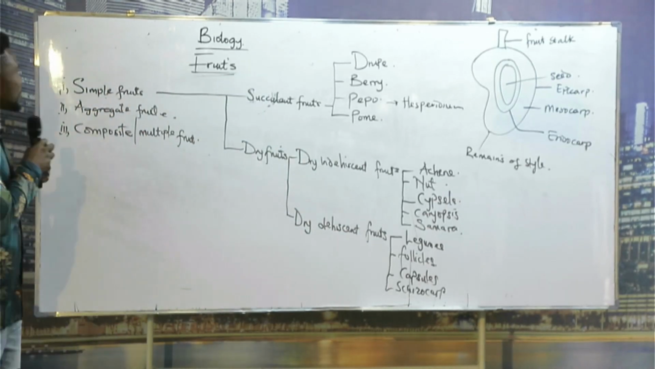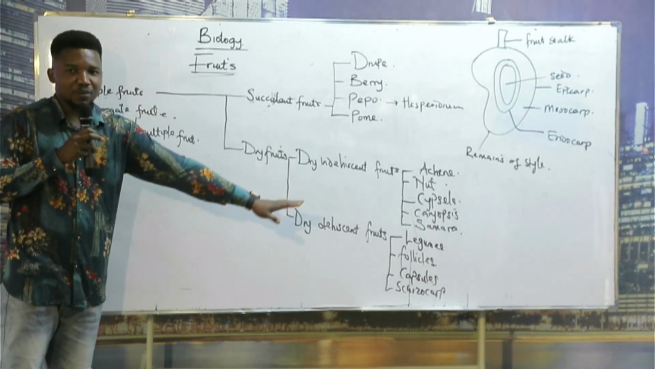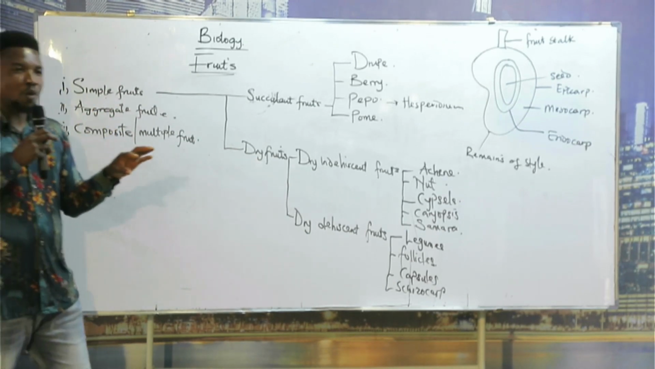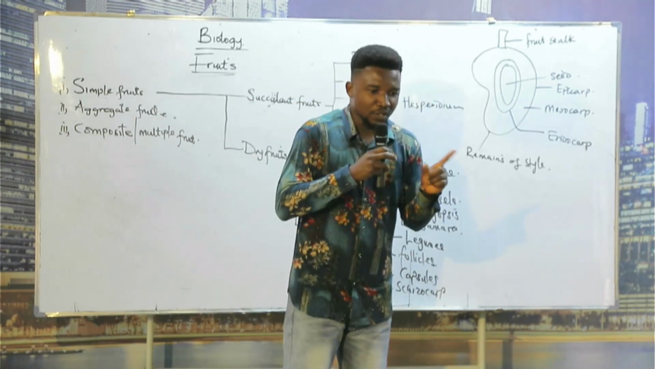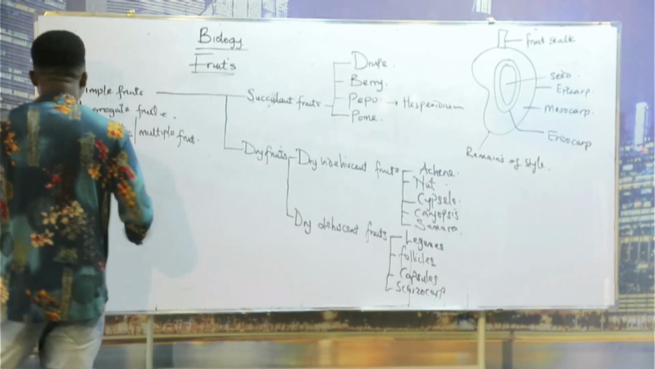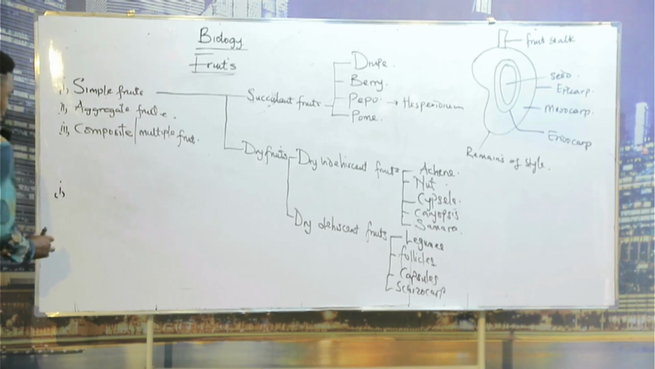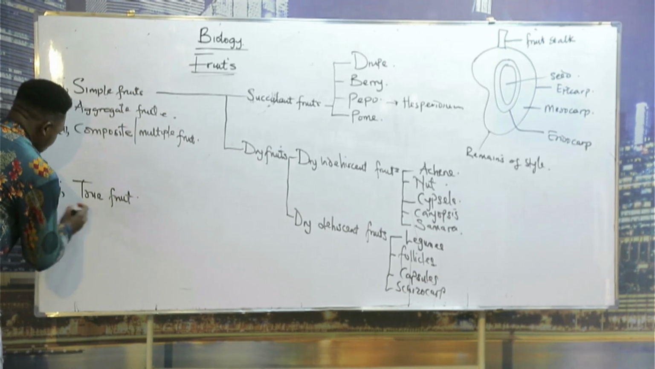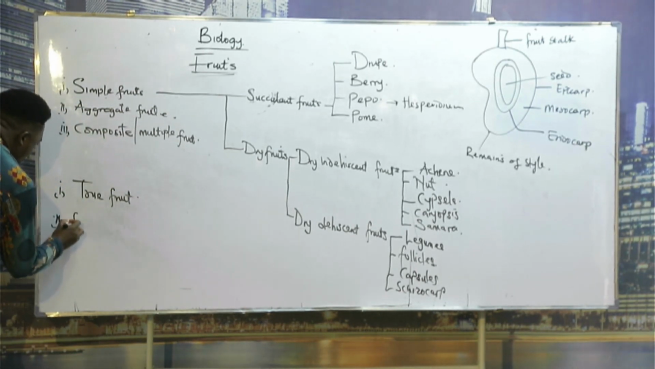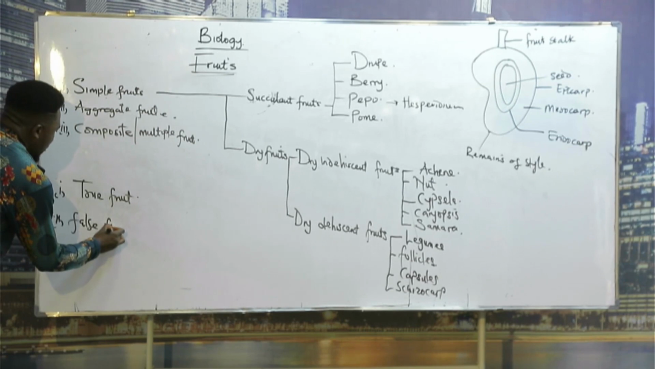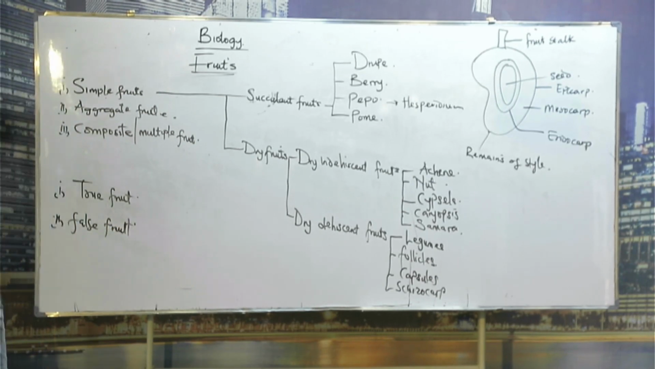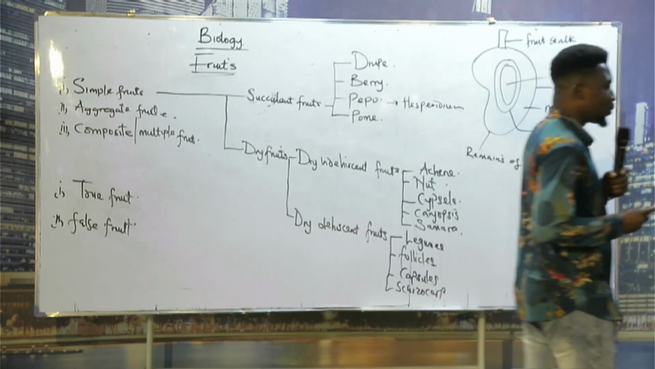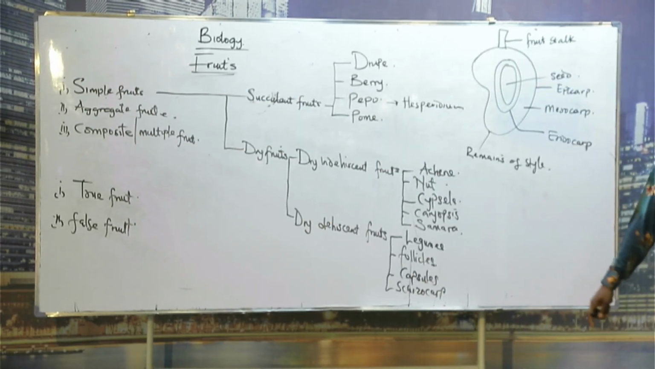But in as much as we have all these, we still have fruits divided into two, depending on whether they are formed from ovary or what? Not. Do you understand? So we now have the two categories called what? True fruit and what? False fruit. True fruit and false fruit. So I think you are going to copy this down before we start anything.